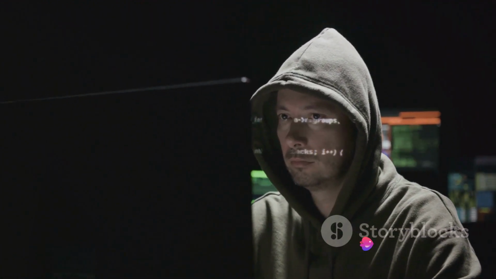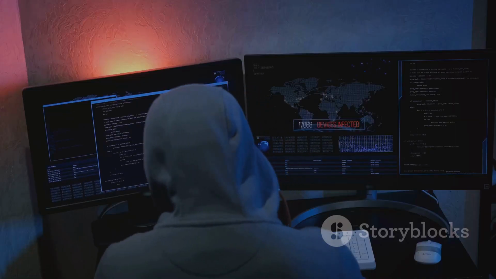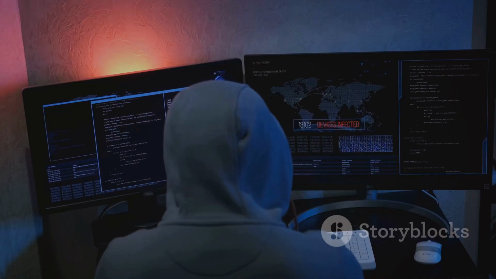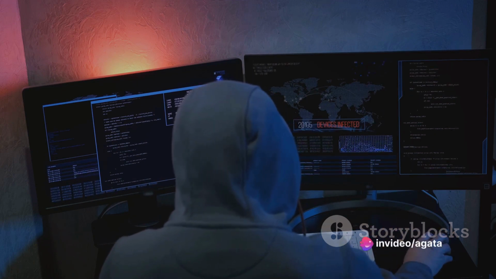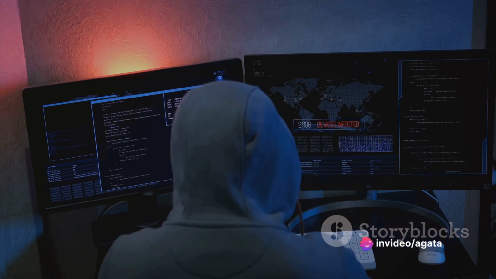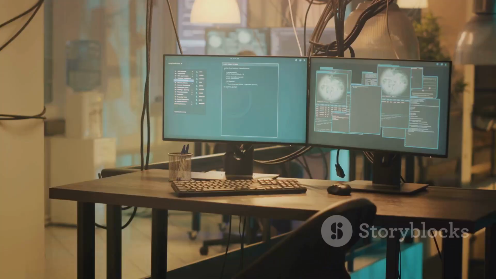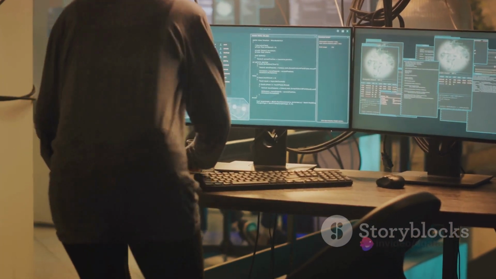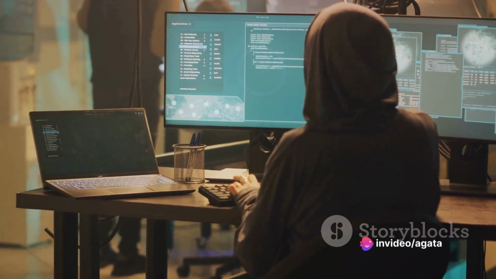Once inside, the hacker's job isn't over. They must ensure they can return whenever they please. This is like a burglar not only breaking into your house but also making a copy of your keys for future visits. Once inside, the hacker must make sure to keep the door open for future visits. Having infiltrated the system, hackers must ensure they maintain access. This is a critical component of their strategy, as it allows them to return to the compromised system at their leisure, often without the victim's knowledge.